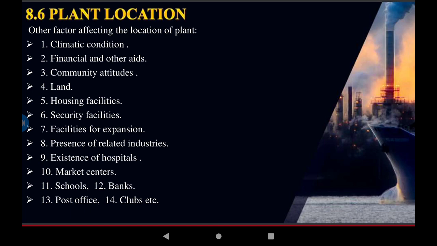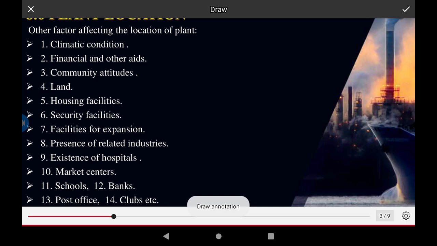The plant location is a very important factor, because economic development depends on the plant location. The other factors affecting the location of a plant begin with the climate condition.